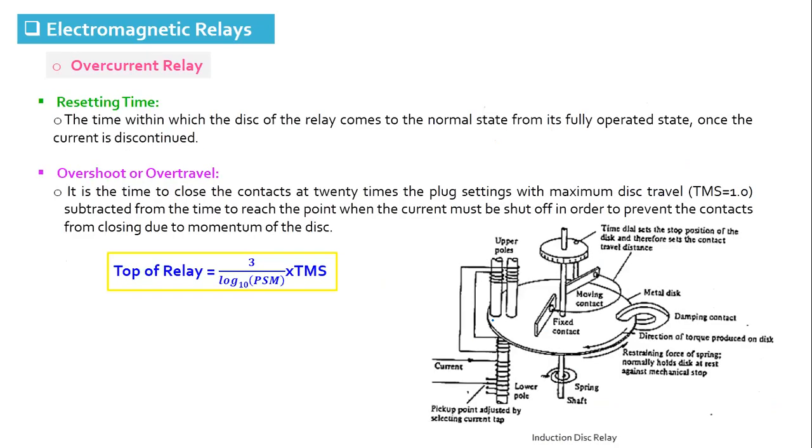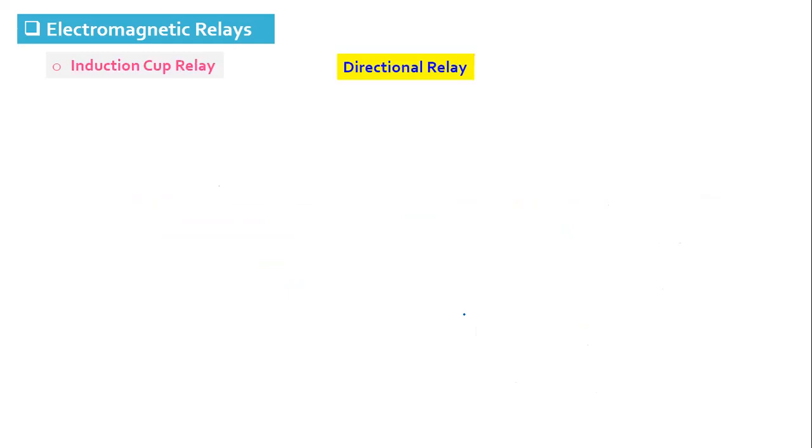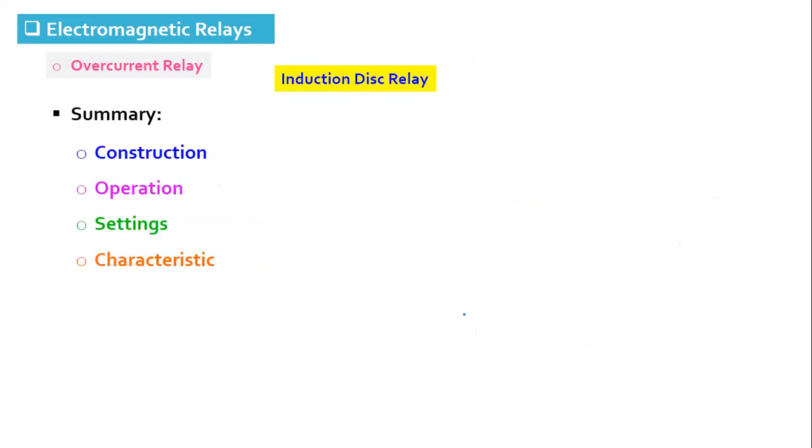And these are the terminologies you should remember: resetting time and overshoot, or over travel. Resetting time is the time within which the relay comes to its normal state from the fully operated state, and overshoot is the distance the disk will travel even though the supply to the coil is shut off, due to the momentum of the disk, the moment of inertia. So this was about the induction disk relay.